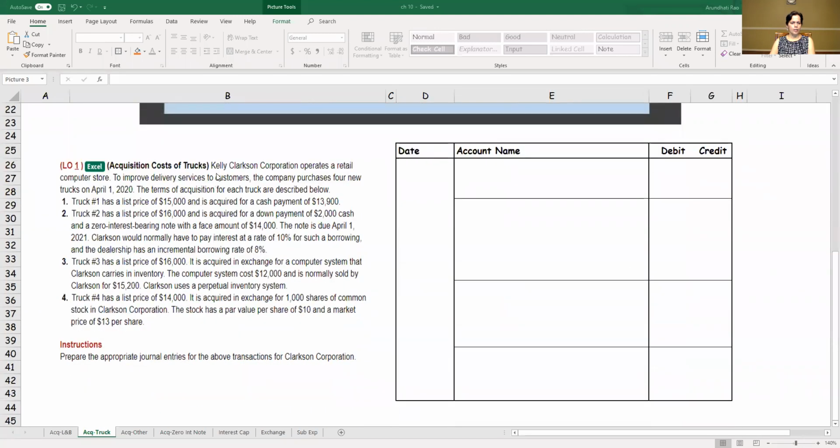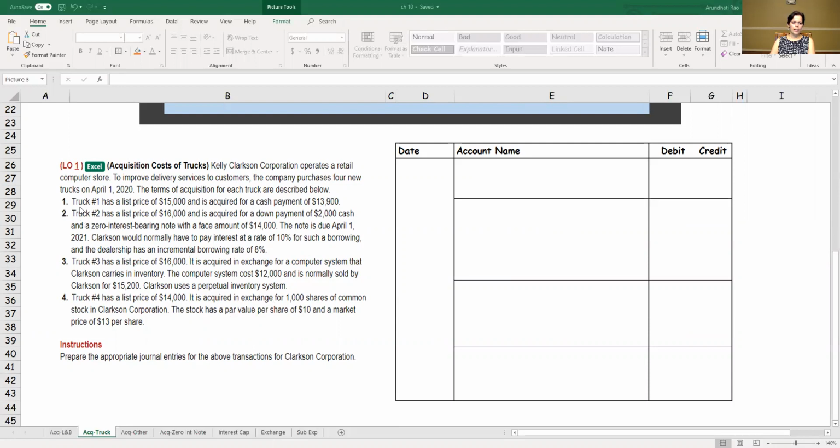So in this exercise, we have Kelly Clarkson Corporation that operates a retail computer store. To improve delivery services to customers, the company purchases 4 new trucks on April 1st, 2020. The terms of acquisition for each truck are described below. So we have 4 separate acquisitions. So we're going to do 4 different journal entries, and we'll see what's unique about each of these transactions.